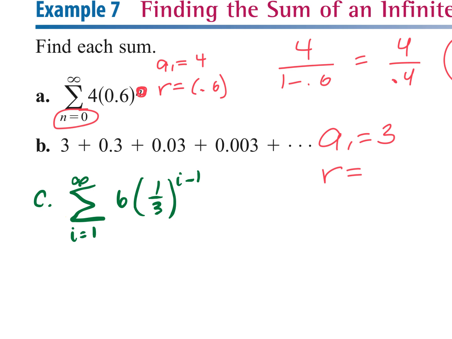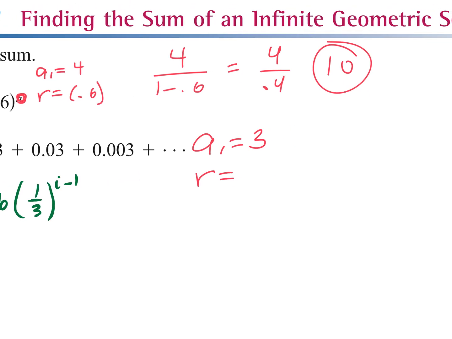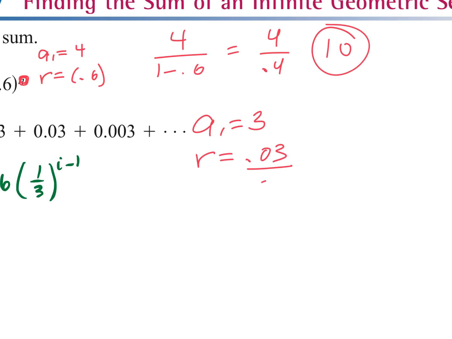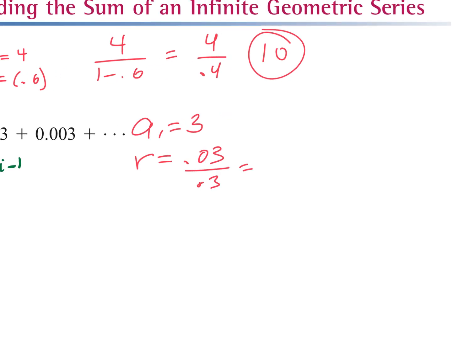What did we do yesterday? If it didn't just jump out at you, how'd you find the ratio? Take one term and divide it by what? The one in front of it. So I'm going to take 0.03 and divide it by 0.3. What's 0.03 divided by 0.3? What'd you guys get? So 0.1, okay. So let's plug this in the formula.